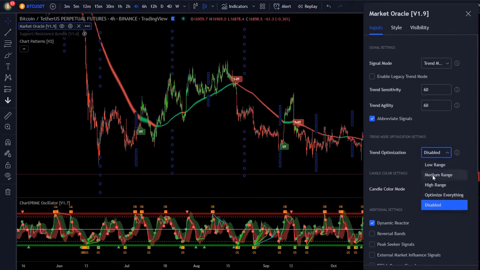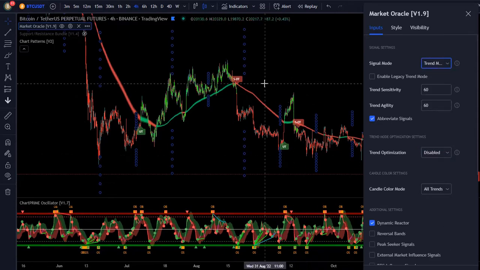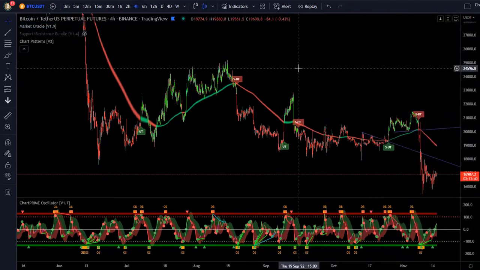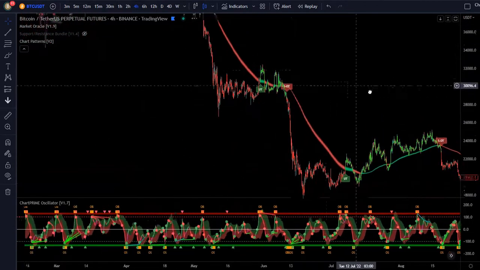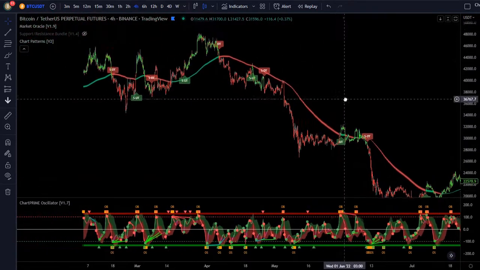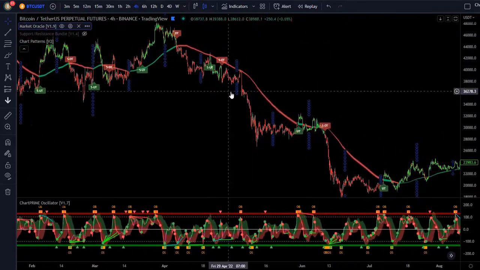Nevertheless, if you don't find anything that you like in here, go ahead, click disable, and try doing your trend sensitivity and trend agility. By the way, if you want to know a little bit more about trend sensitivity and trend agility, you can join the Fridays class. But this is important because this is trend mode. This is not a buy or sell signal. This is a trend finder, right? And we use it along with that dynamic reactor to find trends. And that's exactly what it's trying to do, find trends, right?